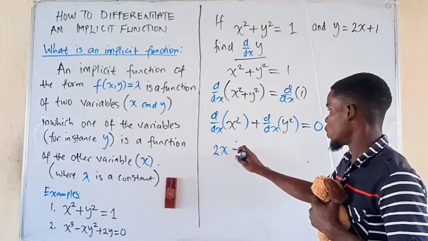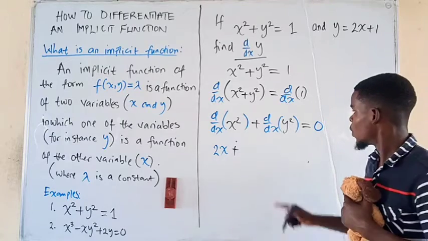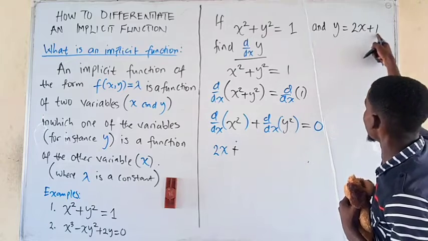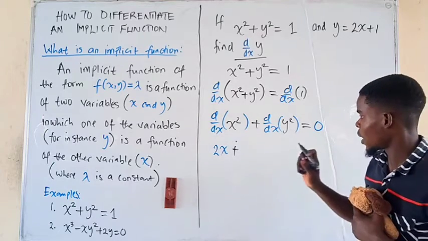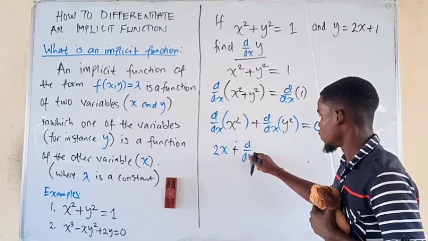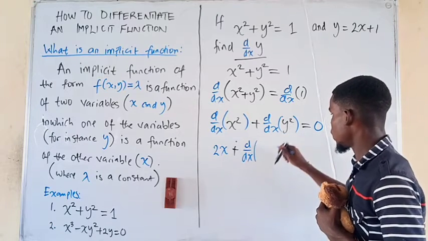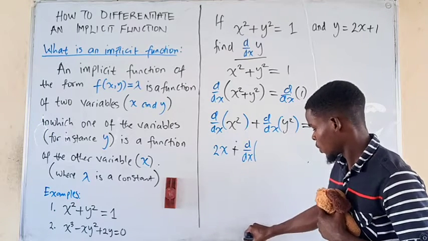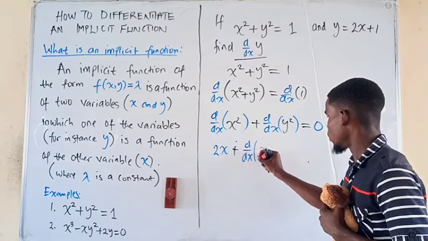And then we add it with, and now y here is a function of x given as 2x plus 1. So this is how we are going to work with it. I'm going to replace the y over here with that 2x plus 1. So in place of y, I'll just put down 2x plus 1.